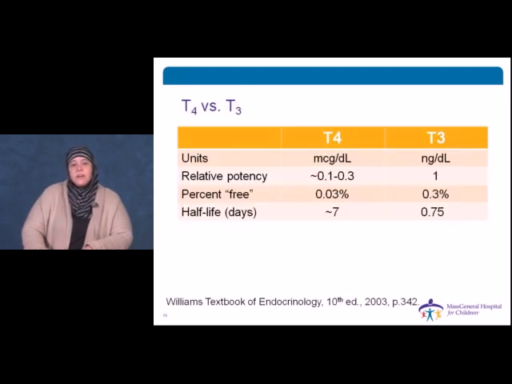To briefly compare T4 versus T3, the units of T4 are micrograms per deciliter as compared to nanograms per deciliter for T3, which emphasizes the fact that T4 circulates at a much higher concentration in the blood. As we said, T4 is much less potent than T3, which really can be considered the active hormone. The percent free is very low for both T4 and T3. The half-life of T4 is about 7 days, whereas the half-life of T3 is about 3/4 of a day.